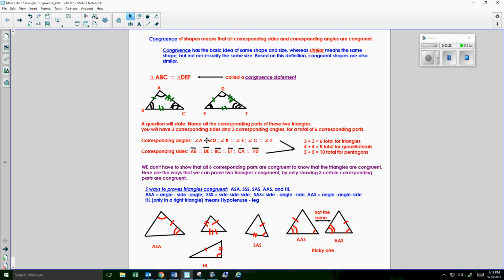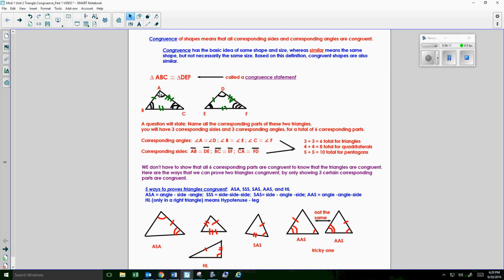One of your questions is going to be on a quiz or test or both: name all the corresponding parts of these 2 triangles. So you're going to have 3 corresponding sides and 3 corresponding angles, for a total of 6 corresponding parts. So you better have 6 parts in your answer: 3 angles and 3 sides, because we're dealing with triangles. If we had quadrilaterals, we'd have 4 sides and 4 angles for a total of 8. If we had pentagons, we'd have 5 angles and 5 sides for a total of 10 to write down. But you're just going to be dealing with triangles, though it can be with any number of polygons.